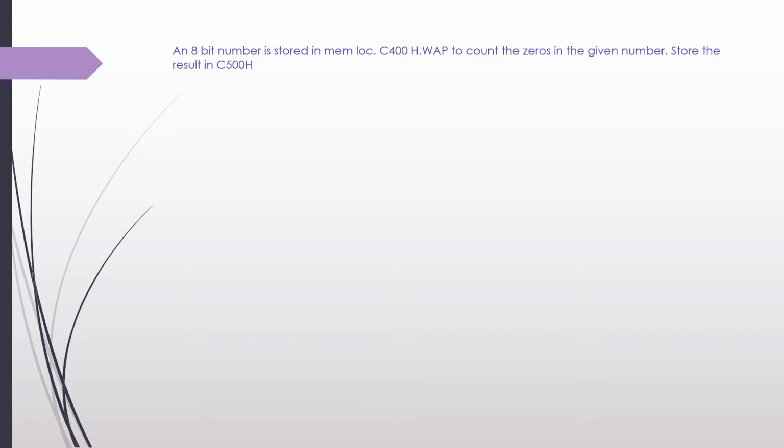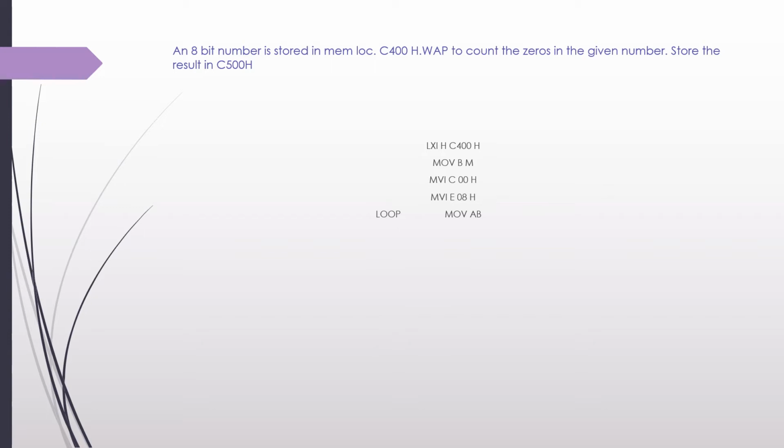in C500. Okay. So for that, first point to the memory location, then take the data to B register and then take the counter C as 00 because that will count how many times zeros are there in the given data, and then you have taken move immediate E with 08 because you need to rotate the whole set of data bits 8 times. So for that you have taken E with 08, that is the counter.